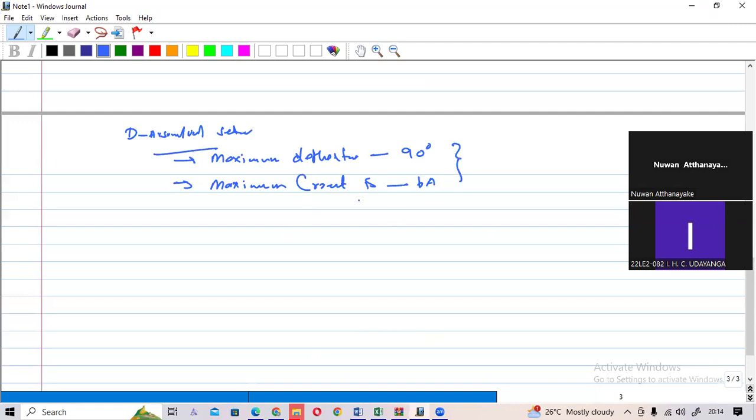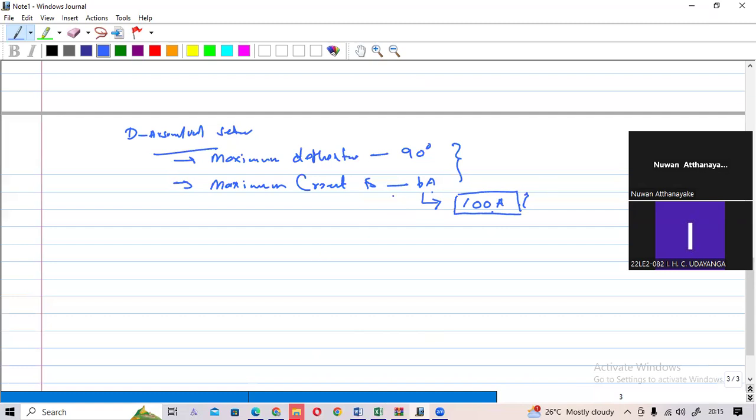Now you need to upgrade the range from 6 ampere to maybe let's say 100 ampere. You need to increase this to 100 ampere. That means you need to change the range.